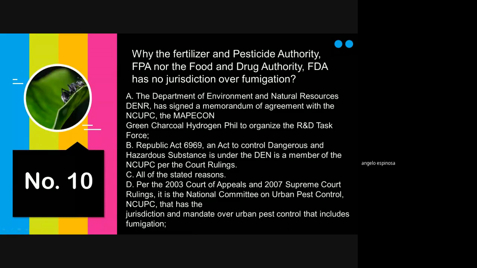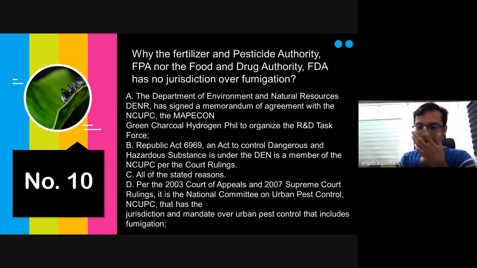Ayan, let's answer the question. Hopefully, nakapag-analyze ka ng mabuti because I gave you a couple of minutes to answer the question. Okay, you analyze the question properly. Why do the Fertilizer and Pesticide Authority, FPA, nor the Food and Drug Authority, FDA, have no jurisdiction over fumigation? Bakit wala silang jurisdiction over the fumigation?